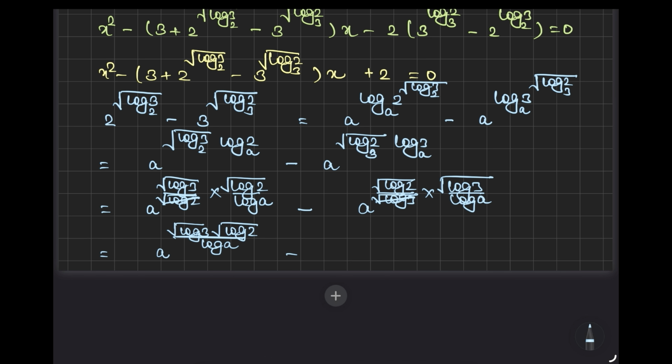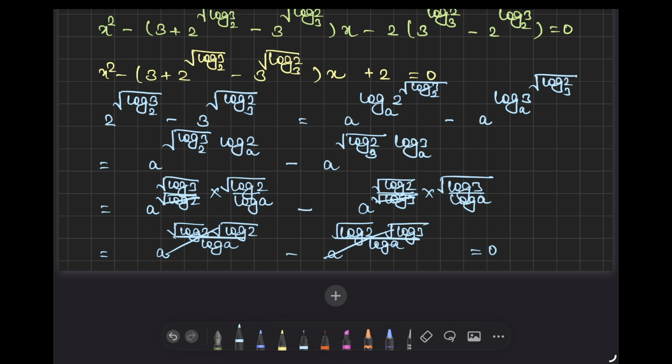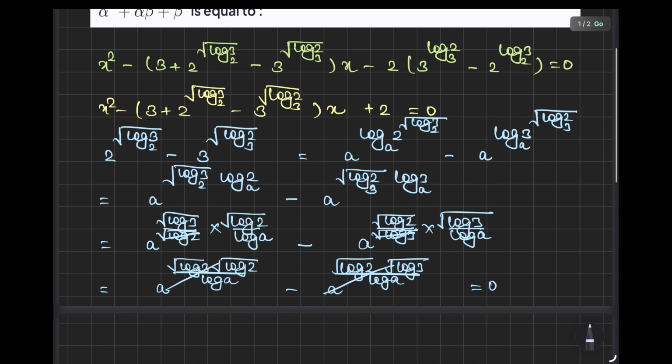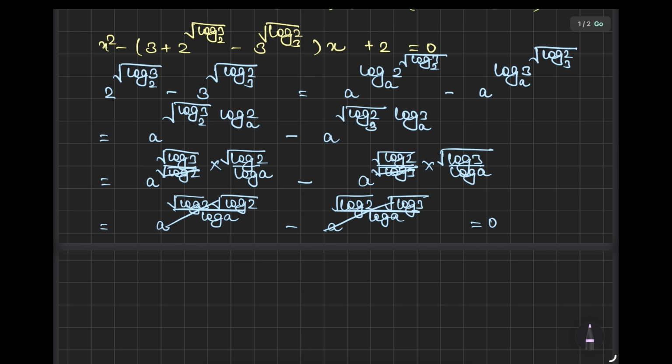Correct? And we will do the same thing with that part as well. A power root log 2 times root over log 3 by log a. Now look at this, both elements are the same. So can I eliminate this and this, and we will be left with 0. So the irritating thing, which was this component, comes out to be 0. So can I modify again the quadratic as x square minus 3x plus 2 equals 0, correct?